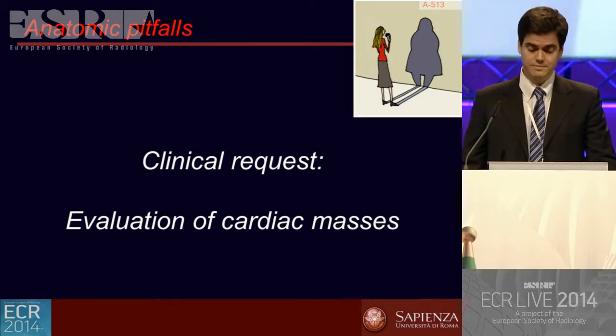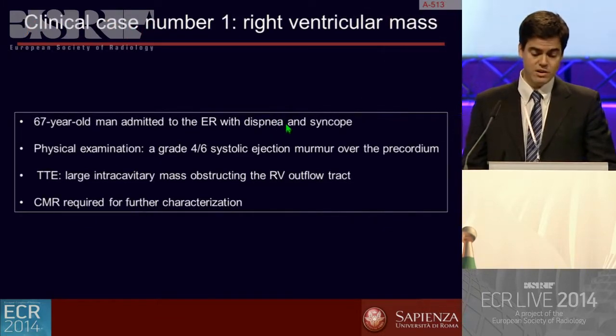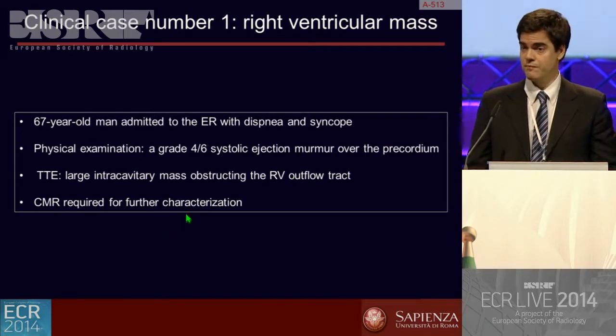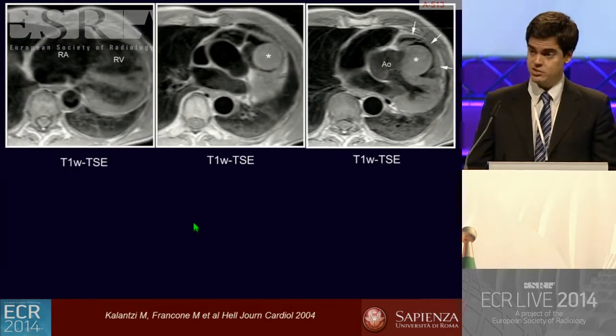So we receive, in this case, the clinical history of a 67-year-old man who was admitted to the emergency room with dyspnea and syncope. At physical examination, he had a 4/6 systolic ejection murmur over the precordium. Transthoracic echo, which I'm not showing to you, showed a large intracavitary mass obstructing the right ventricular outflow tract. And of course, this is a first-class indication. Cardiac MR was required to further characterize the lesion. And we published this case some years ago with my colleague from Greece, Maria Kalantzi.